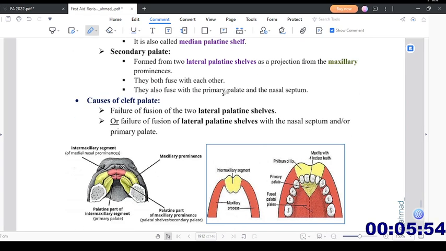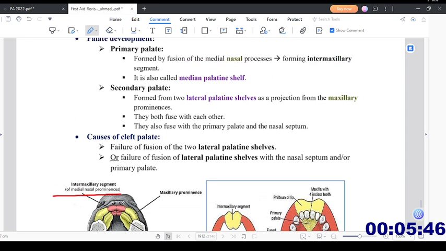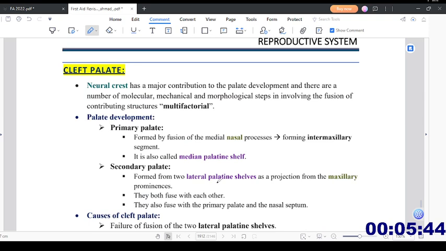So the intermaxillary segment is over here, as you can see. Like this is the intermaxillary process, the red one, which is formed by the fusion of the medial nasal processes. It is also called the median palatine shelf. The secondary palate is formed from two lateral palatine shelves as a projection of the maxillary prominences. They both fuse with each other. They also fuse with the primary palate and the nasal septum.